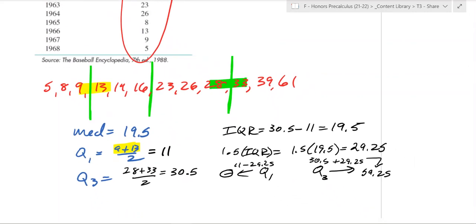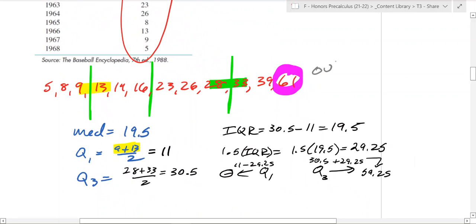There is one outlier then, 61. That was a big deal when he did that. So this therefore would be an outlier because it's higher than 59.25, which is quartile 3 plus the IQR.